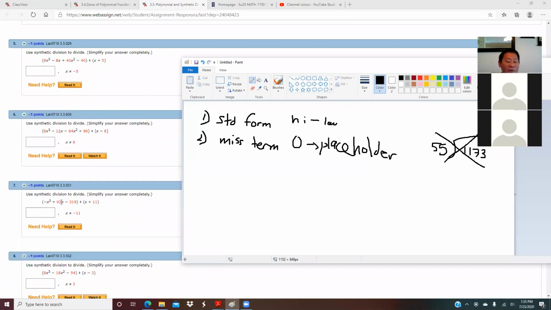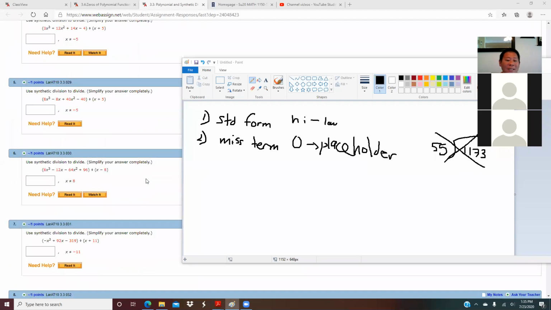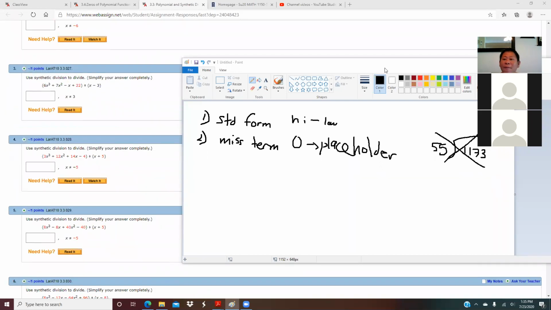Question 7 is what we call missing a term. Why I say it's missing a term is because if you look, there's x cubed, but there's no x squared. So you have to put a 0 for the x squared, and then an x, and then a number. If you don't put a 0 for your missing term, everything you do in synthetic division will be wrong. Okay, so these are the 2 basic, important things.